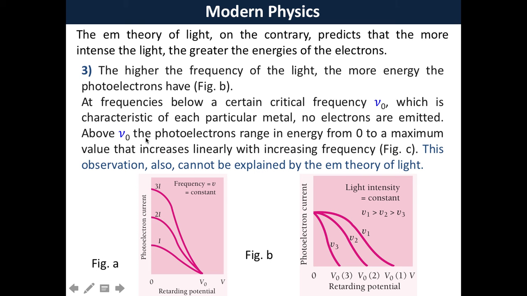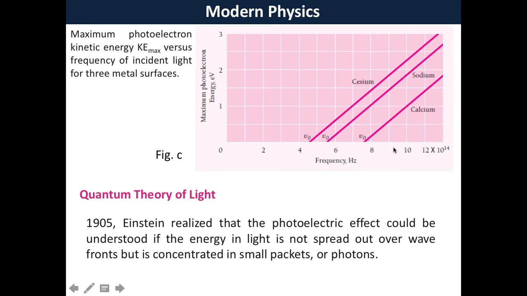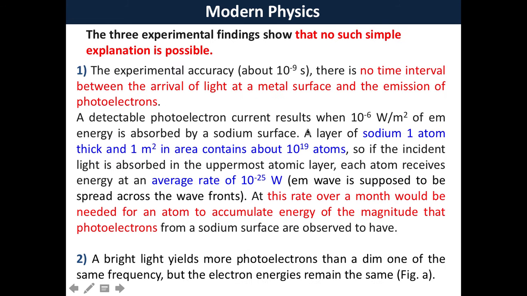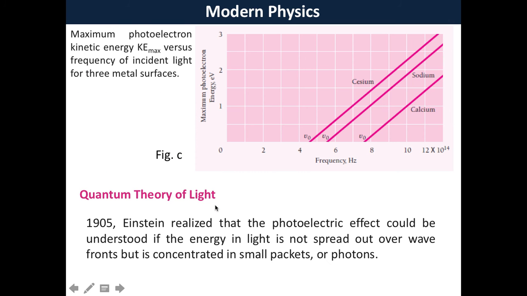Above nu 0, the photoelectrons range in energy from 0 to a maximum value that increases linearly with increasing frequency, as in Figure C: cesium, sodium, calcium. This observation also cannot be explained by the electromagnetic theory of light. So these three observations could not be explained by the electromagnetic theory of light. That's why Einstein explained it in a very simple way, with the quantum theory of light.